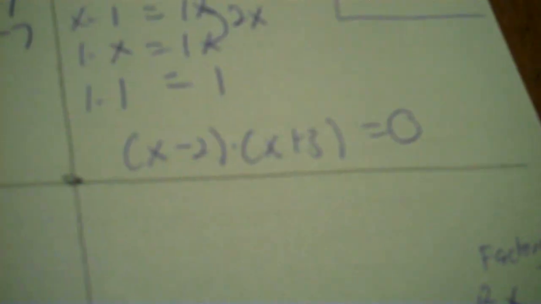Alright, it was just 1x to the second, so x, and we don't do anything there, so this is just rewritten as x minus 2 times x plus 3. Okay, so x minus 2 could equal 0, x plus 3 could equal 0. So I get 2 and negative 3.